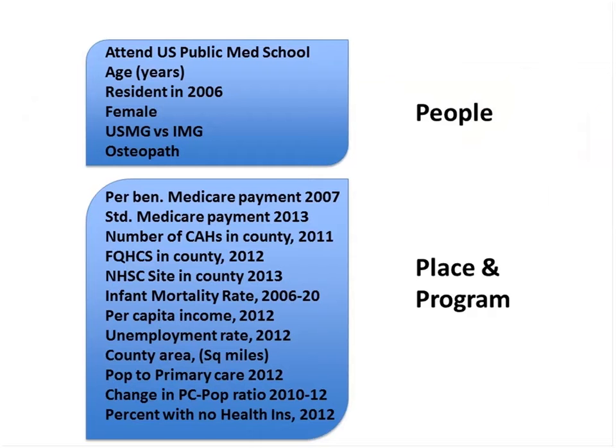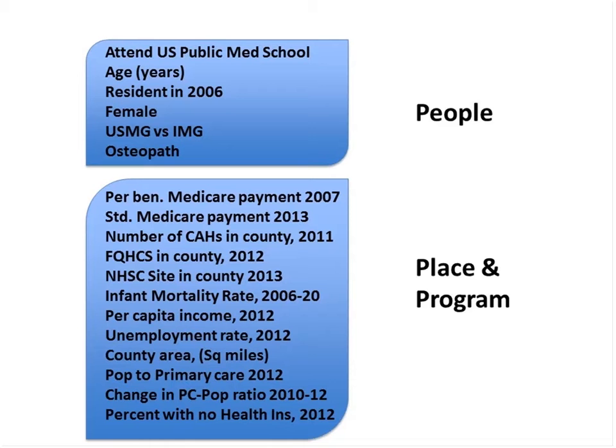There is some research that talks about that as being a predictive factor. We looked at their age. We did include whether they were a resident in 2006 in one set of regressions and not in another. We looked at their gender. We looked at the origin of their medical school, whether they were a foreign medical graduate, interacted with U.S. public medical school. We looked at whether they were an osteopath.